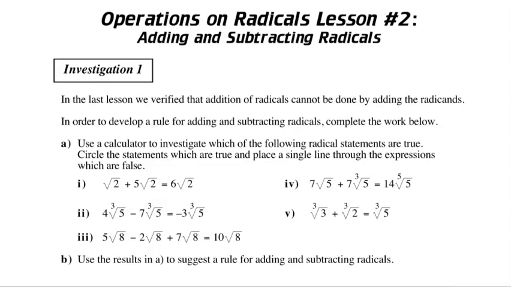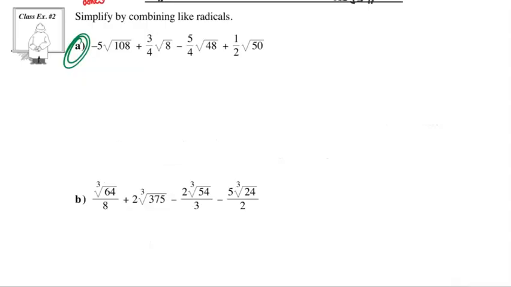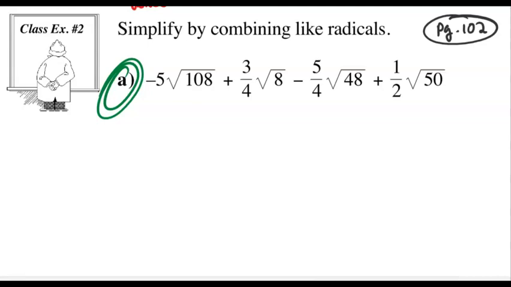Everyone, this is part 2 of Operations on Radicals lesson number 2. Moving straight into class example number 2. This is on page 102. So last time we left off where I asked you to see if you can complete this example on your own. Our goal here is to simplify each of these radicals.